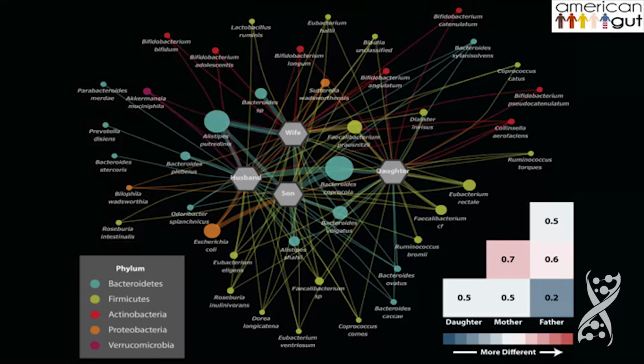We've been exploring this through American Gut, which is a program that Rob Knight and I and a few other people founded a couple of years ago, where we get the public to crowdsource a funding program.